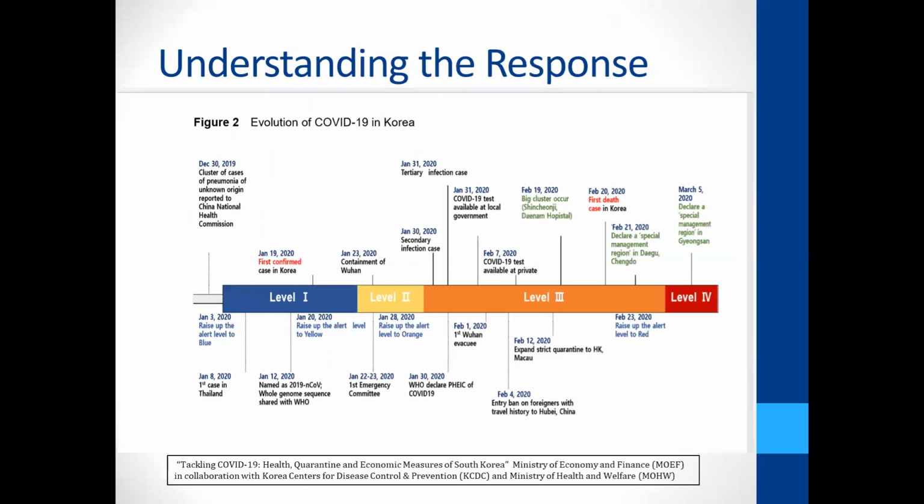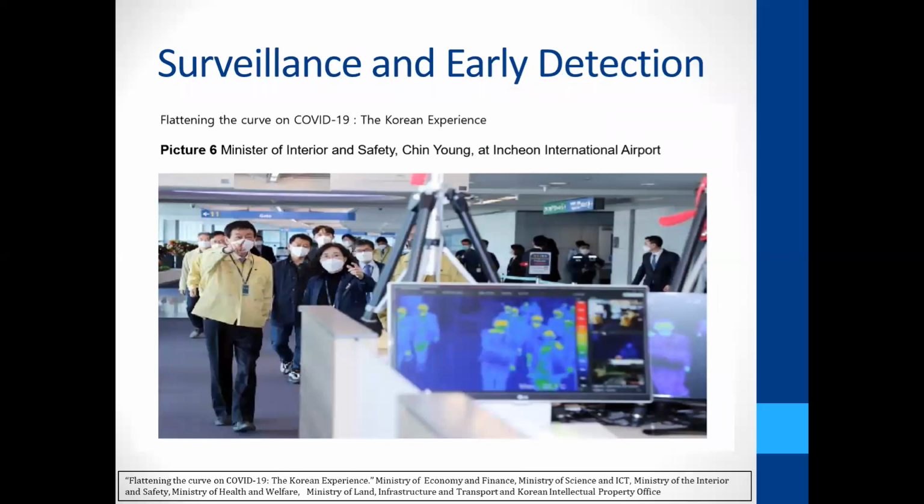With that in mind, Korea acted quickly to raise the alert level to level 1 a few days after the cluster of pneumonia of unknown cause was reported to the China National Health Commission on December 30th. Thereafter, the KCDC monitored the situation carefully, responded, and raised the alert level as needed. The first step was to bolster the quarantine measures at the ports of entry.